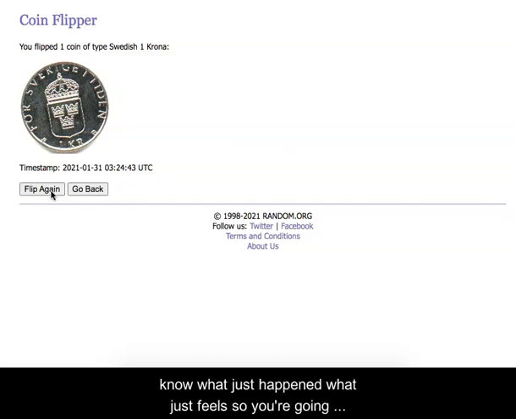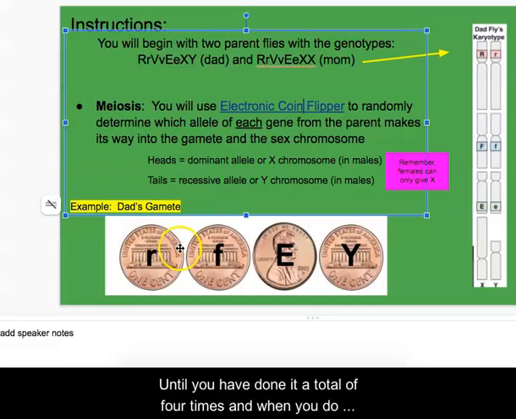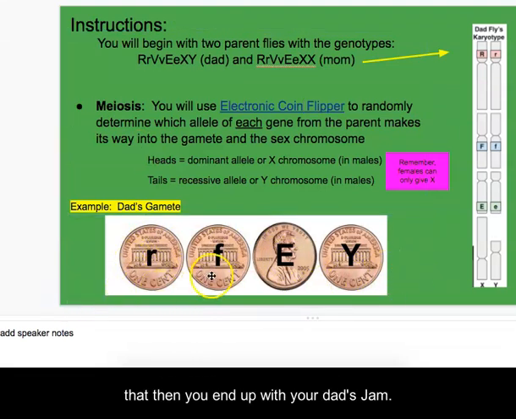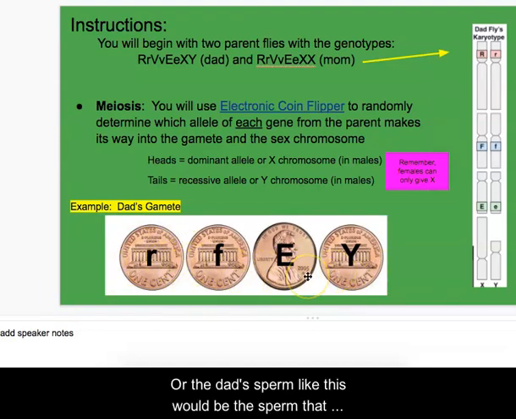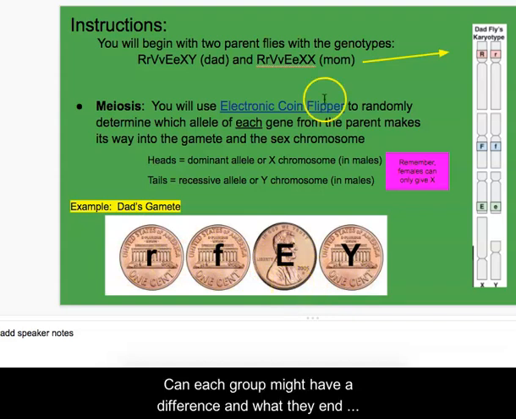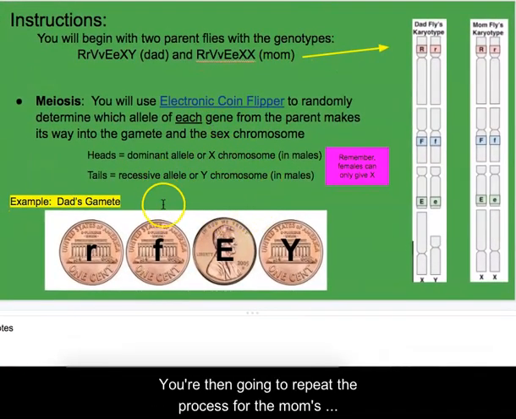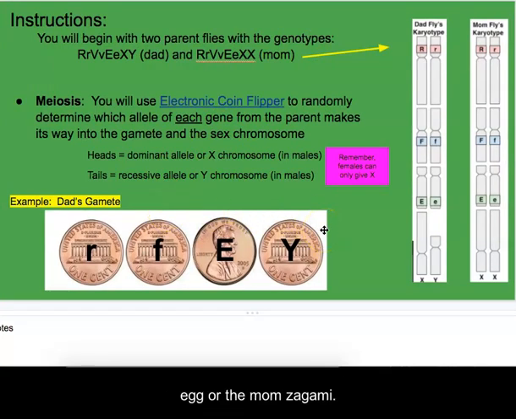The key part of this is that you need to know which is heads and which is tails. So you're going to walk through and you're going to flip the coin until you have done it a total of 4 times. And when you do that, then you end up with your dad's gamete or the dad's sperm. Like this would be the sperm that contains this genetic material. And each group might have a difference in what they end up with, right? Because it's totally random. You're then going to repeat the process for the mom's egg or the mom's gamete.